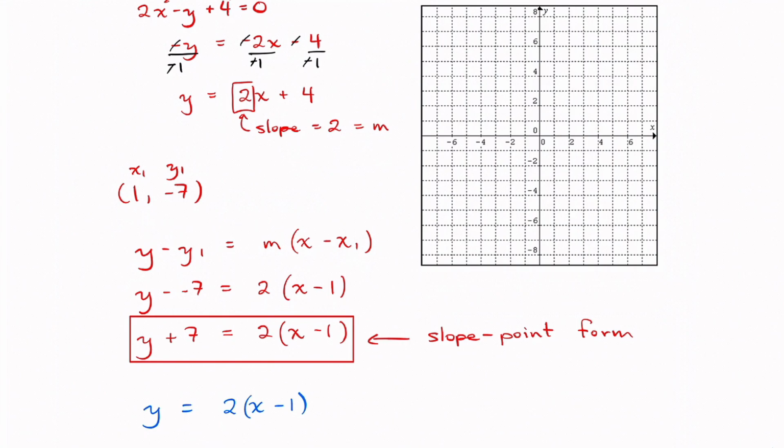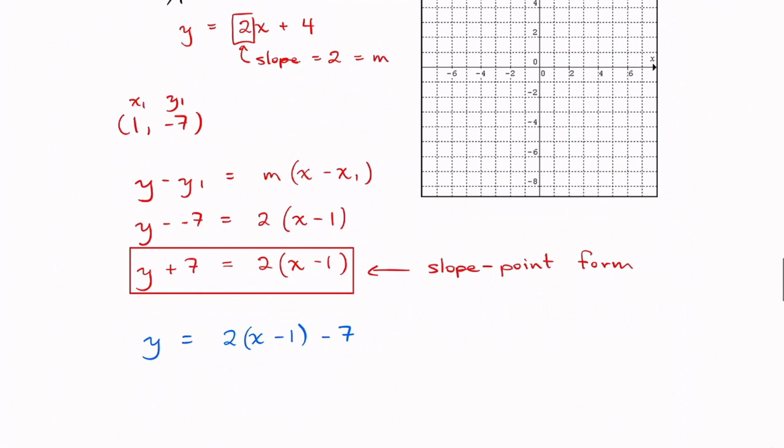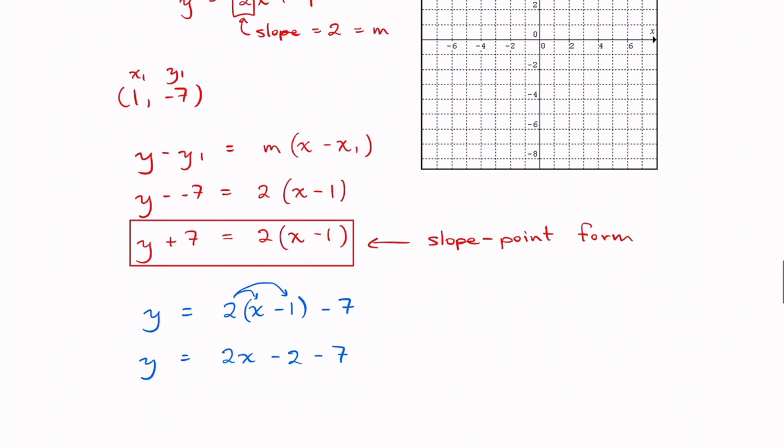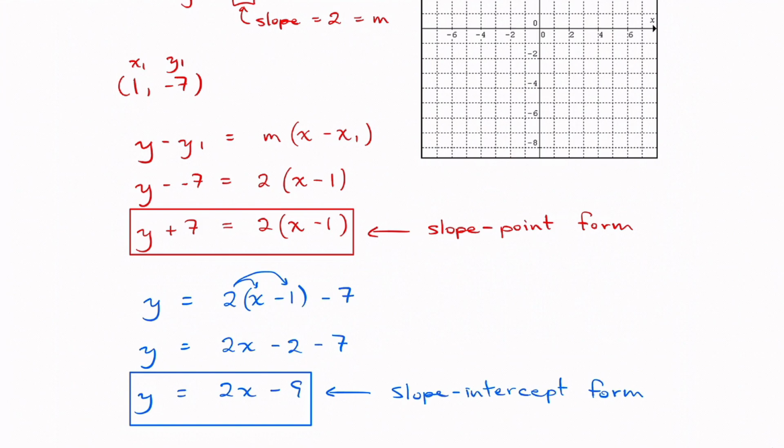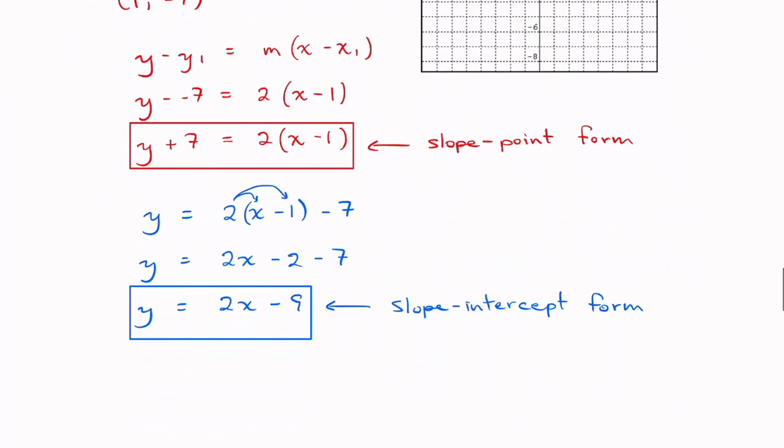And then the 7 moves over, so it changes sign. It's now negative 7. And then to get rid of the brackets, we're just going to distribute in. So we're going to have 2 times x, so that is 2x. Then we'll have 2 times negative 1, that's negative 2. And then minus 7. And then the minus 2 and the minus 7 we can put together. So we're going to have 2x minus 9. So that is our slope-intercept form. The last form was our general form.